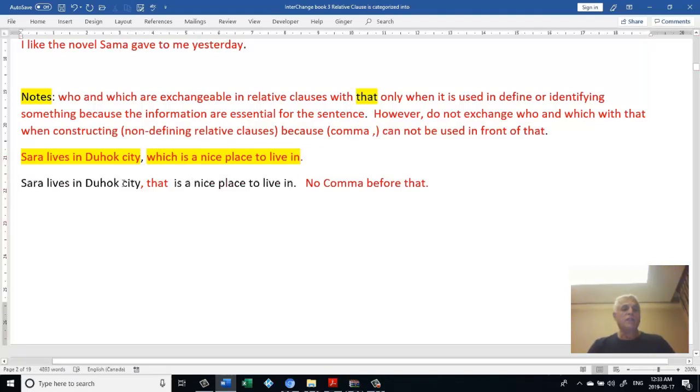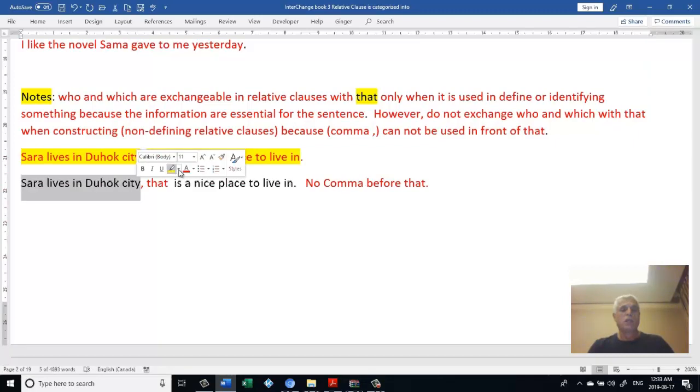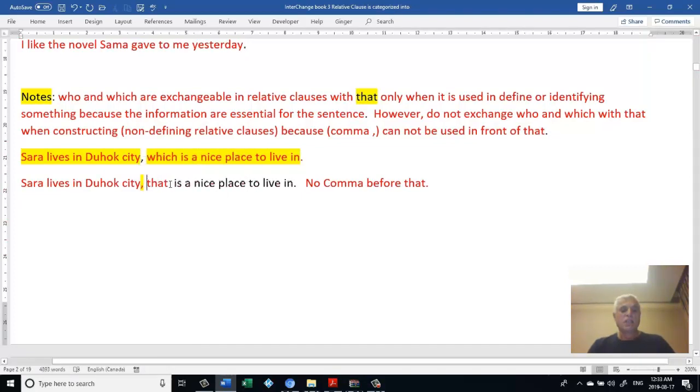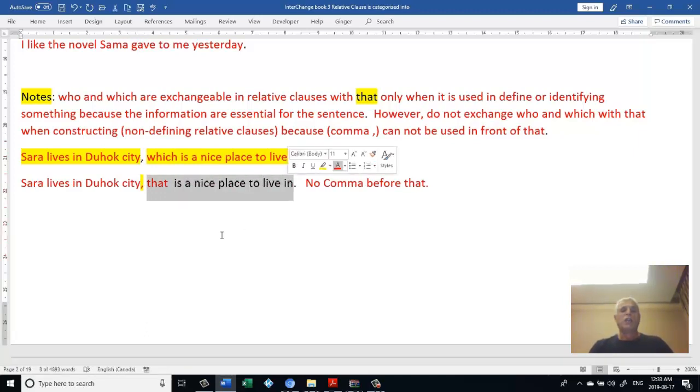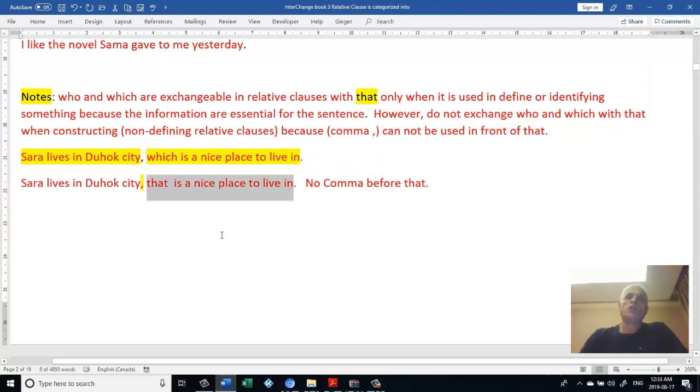Then we go to the second one. Sarah lives in Dog City. Then here we cannot put a comma, because we have that is a nice place to live in. That's the reason we say we cannot always switch which and who or whom with that, only in defining or identifying relative clauses. For non-defining, because we add a comma, because the information is extra, then we cannot put that here in front of the comma. No comma before that. Thank you very much for listening.